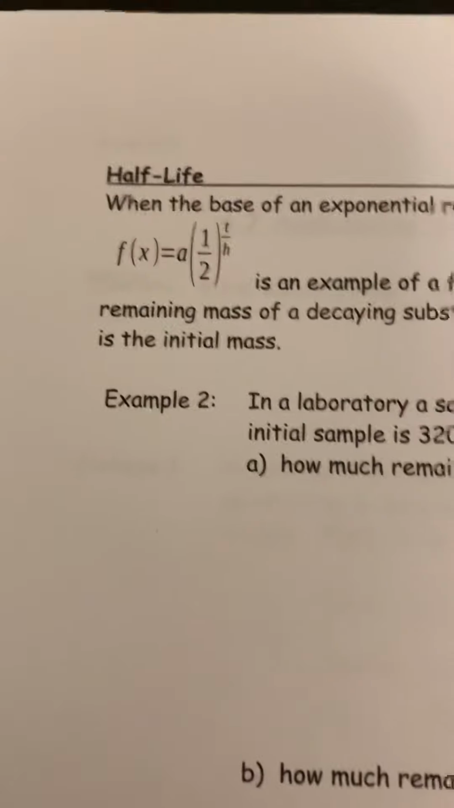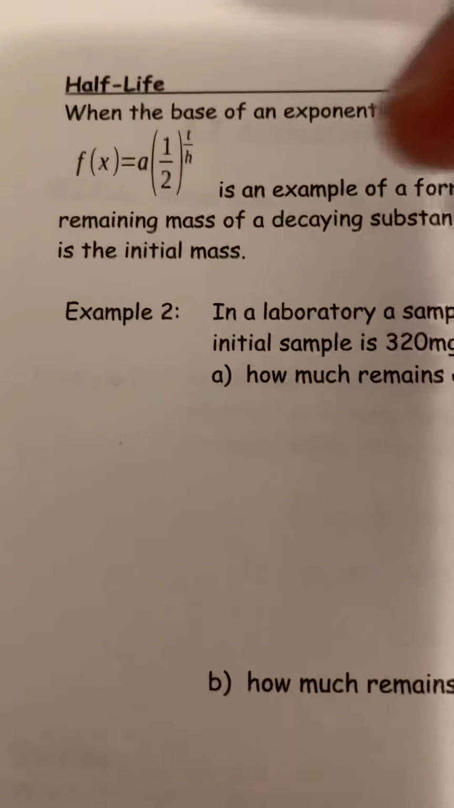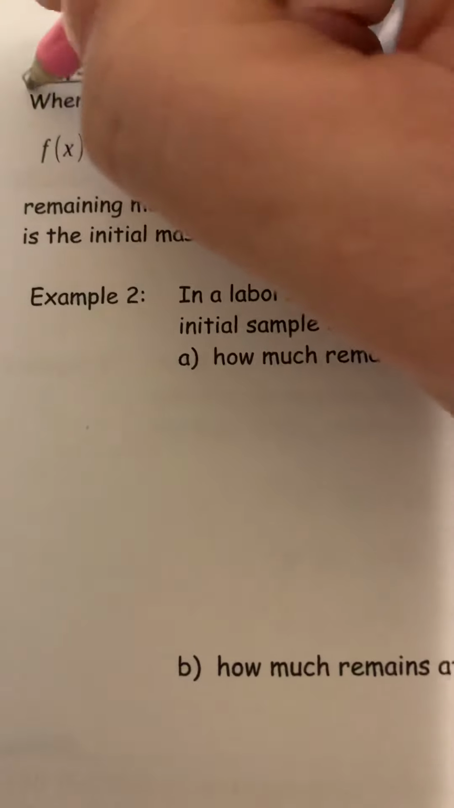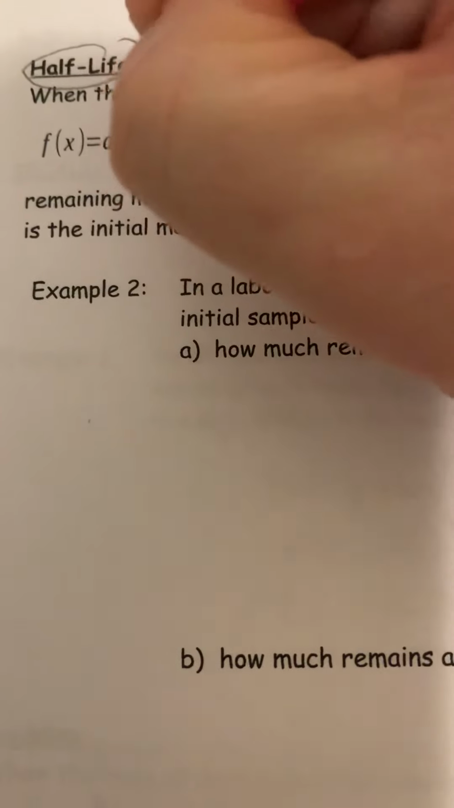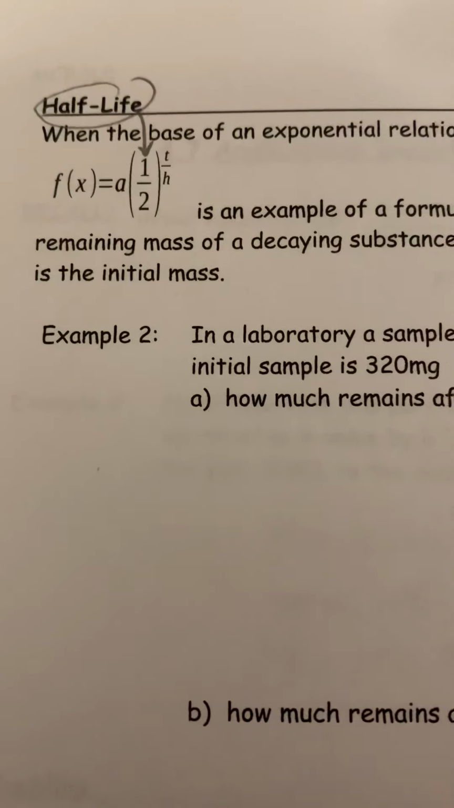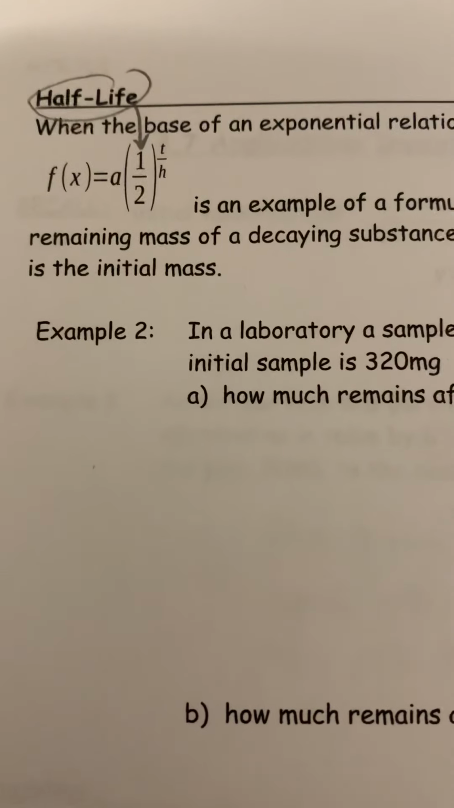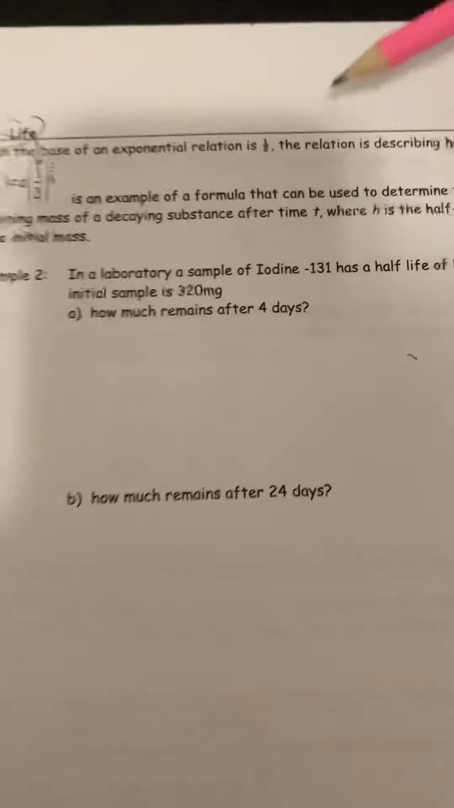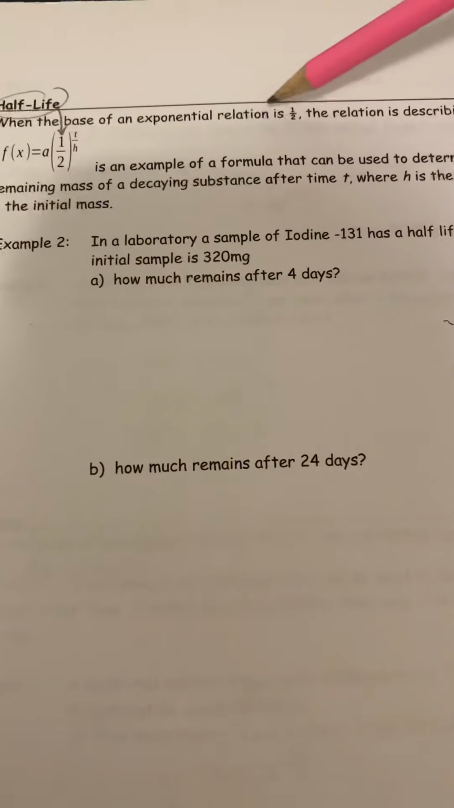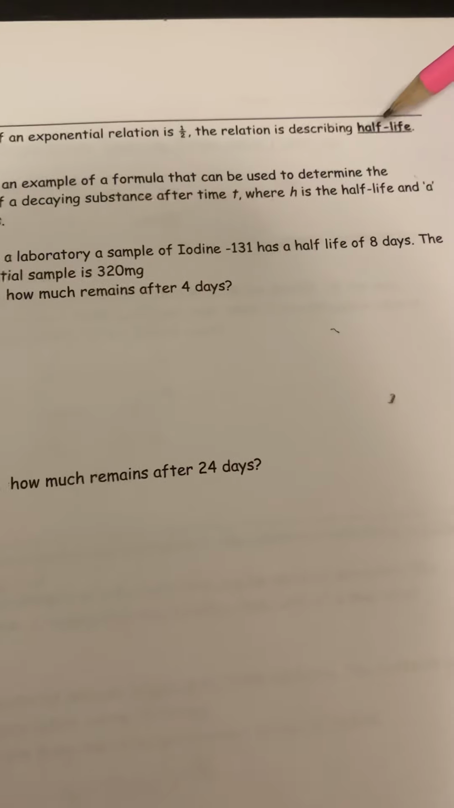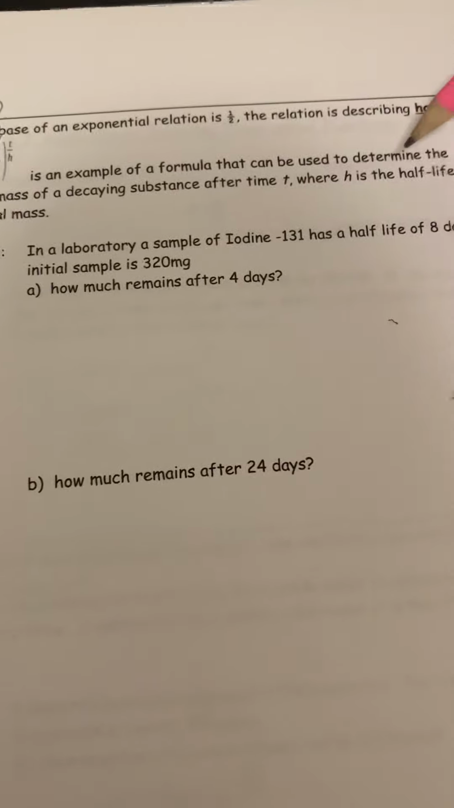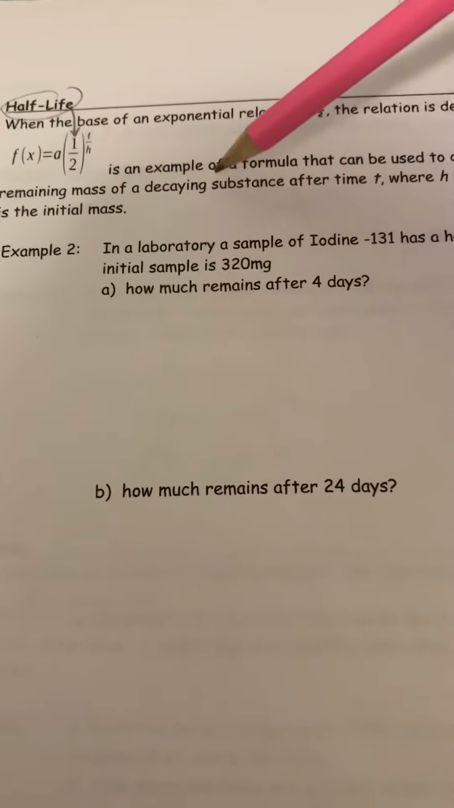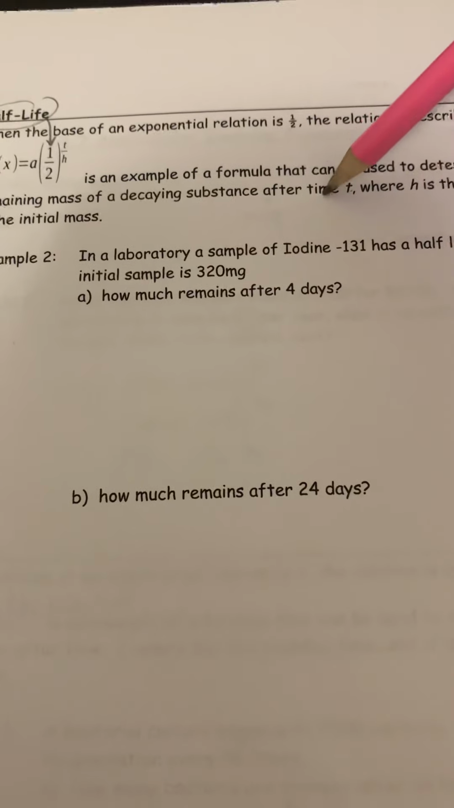Okay, last example now. So we had double time or doubling, and now we have half-life. So anytime you see half-life, the base is now a half. We did a double is 2, half is half. So if you read through it, the base of the exponent is half, describing half-life, determining the remaining mass of a decaying substance after time t.